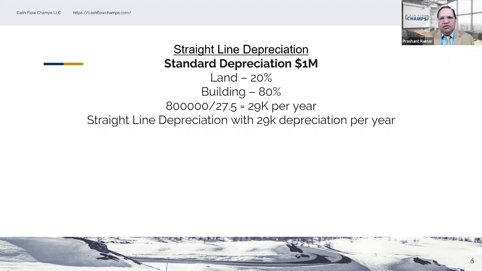There is no major math involved in it. 80% of $1 million is the building, approximately $800,000, and you depreciate it over 27.5 years, which is about $29,000 per year, right? So that is straight line depreciation.